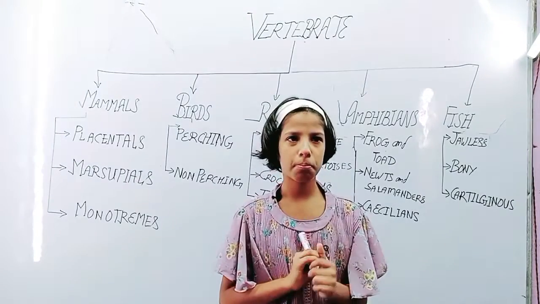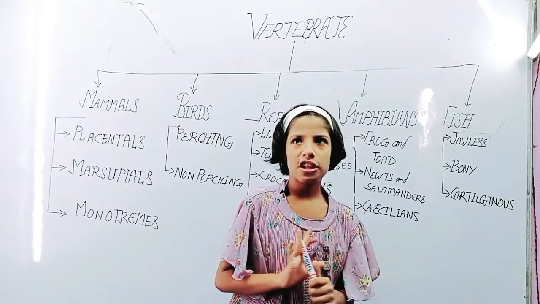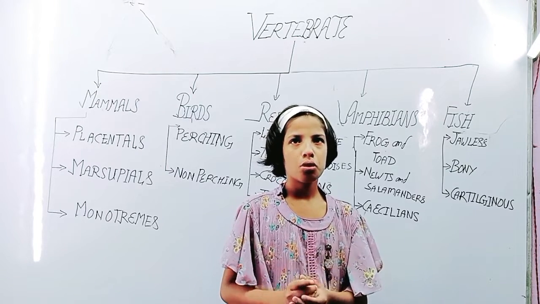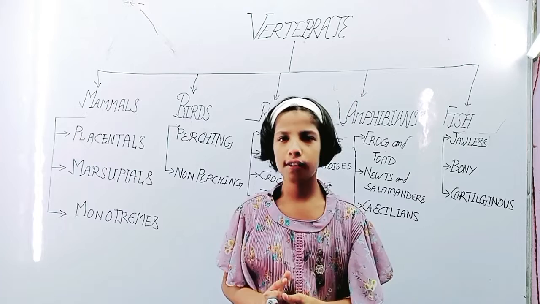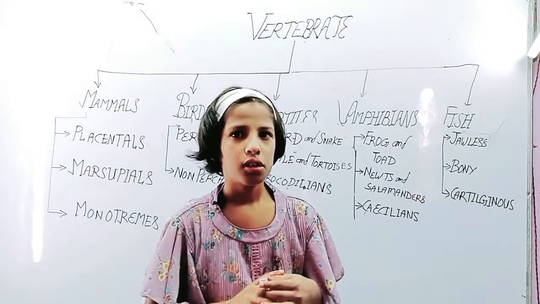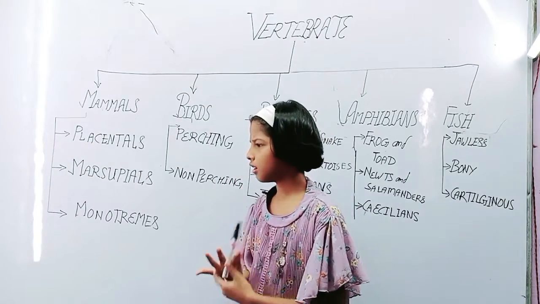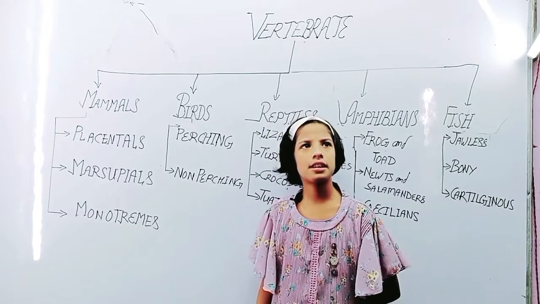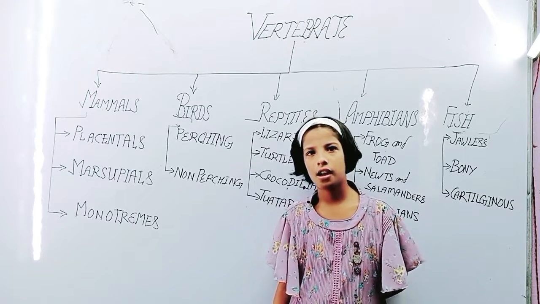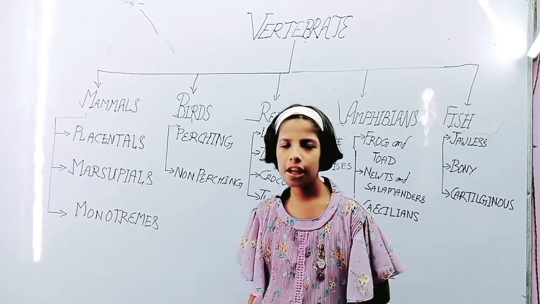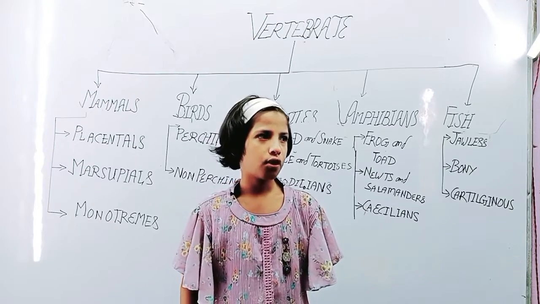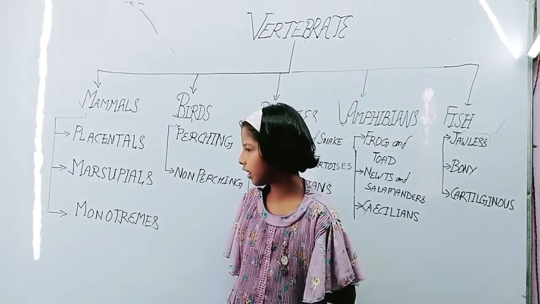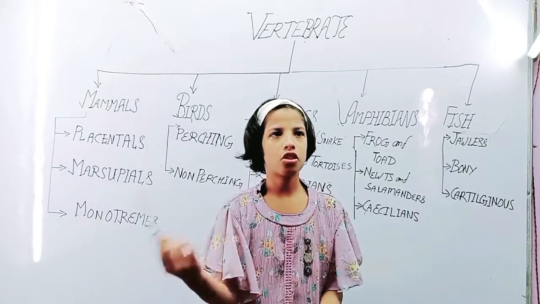Perching and non-perching birds. As you know, perching means sitting on branches. Most birds live in the nest. Perching birds make their homes themselves and take care of their little ones, and they mostly feed on worms and insects. Non-perching birds, on the other hand, are the opposite of that.